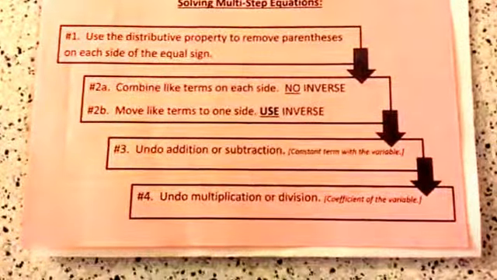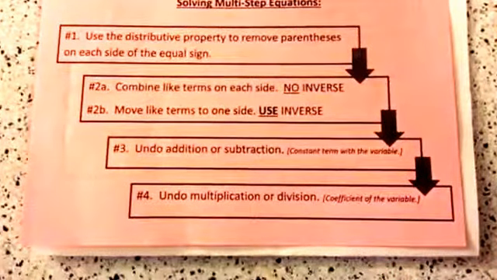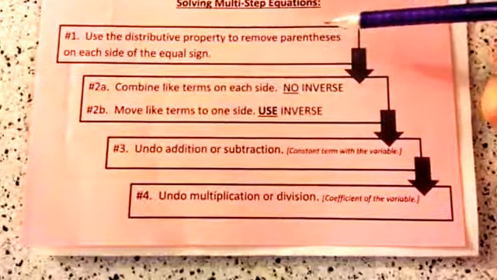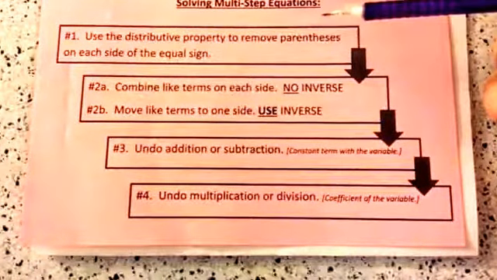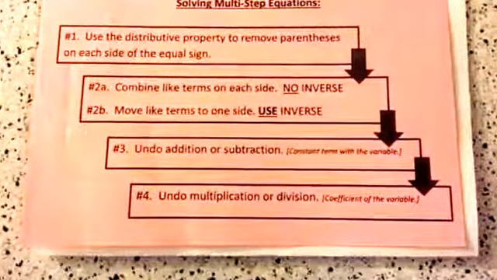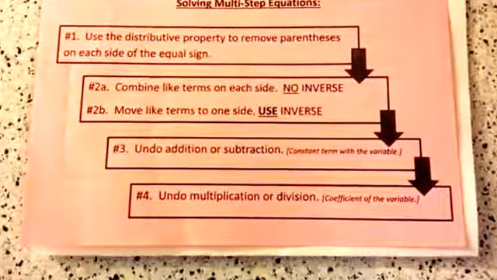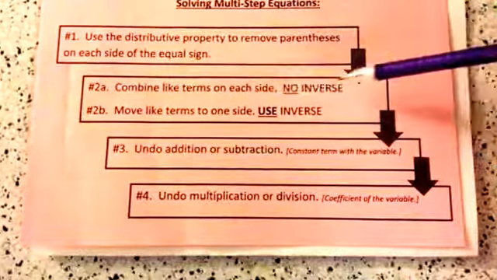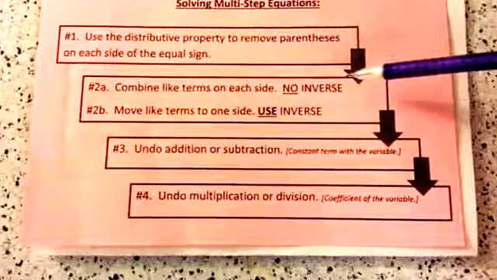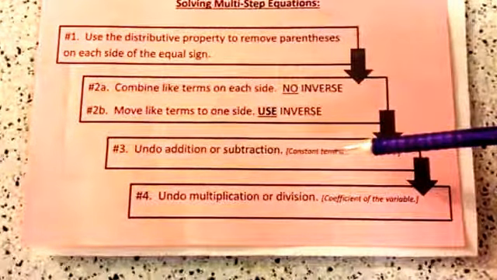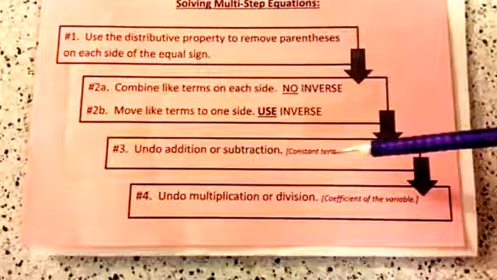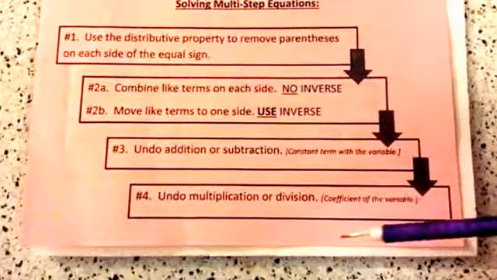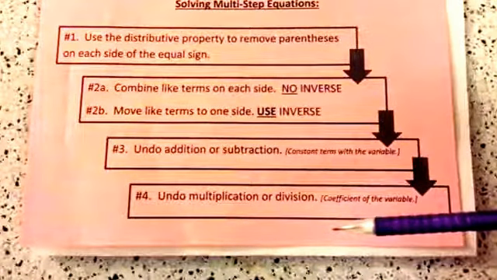solving multi-step equations flowchart, the first step says use the distributive property to remove parentheses on each side of the equal sign. These examples may or may not have parentheses, so we'll start there if they do. Then we're going to combine like terms. We're not using the inverse operations yet. And then we're going to go to our two-step equation rules, which are to undo the addition or subtraction first to get rid of the constant term, then to undo multiplication or division.